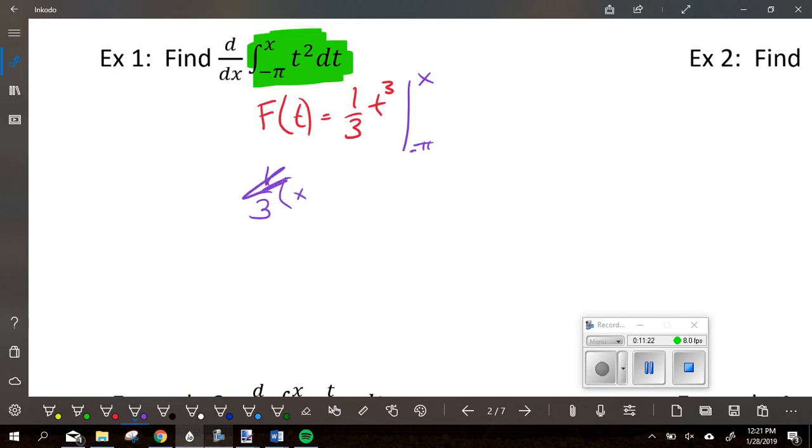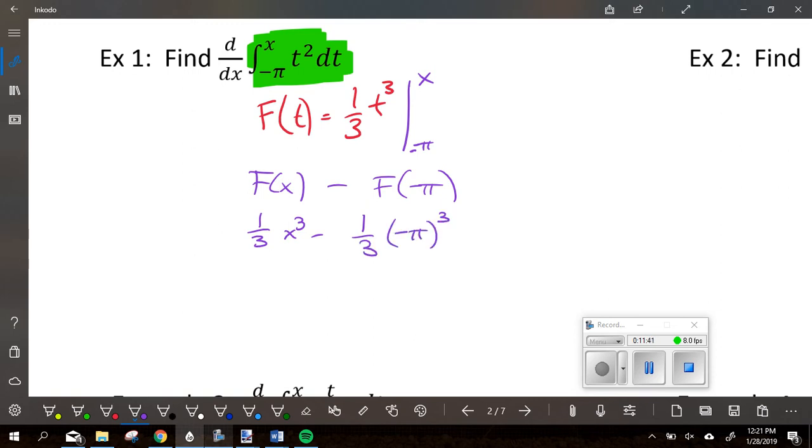Sorry, let me actually write out what I'm doing here. Let's try this again. I'm finding capital F of x minus capital F of negative pi. And so I'm plugging x into that equation. It's 1/3 x cubed minus 1/3 negative pi cubed. Just like that. That right there is the definite integral of that function. Any questions to that point?